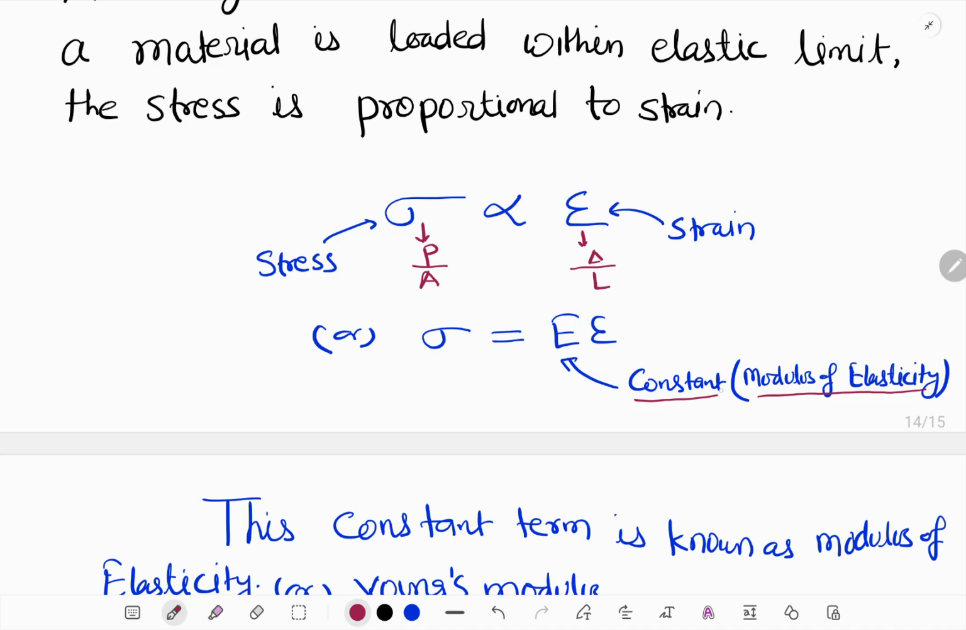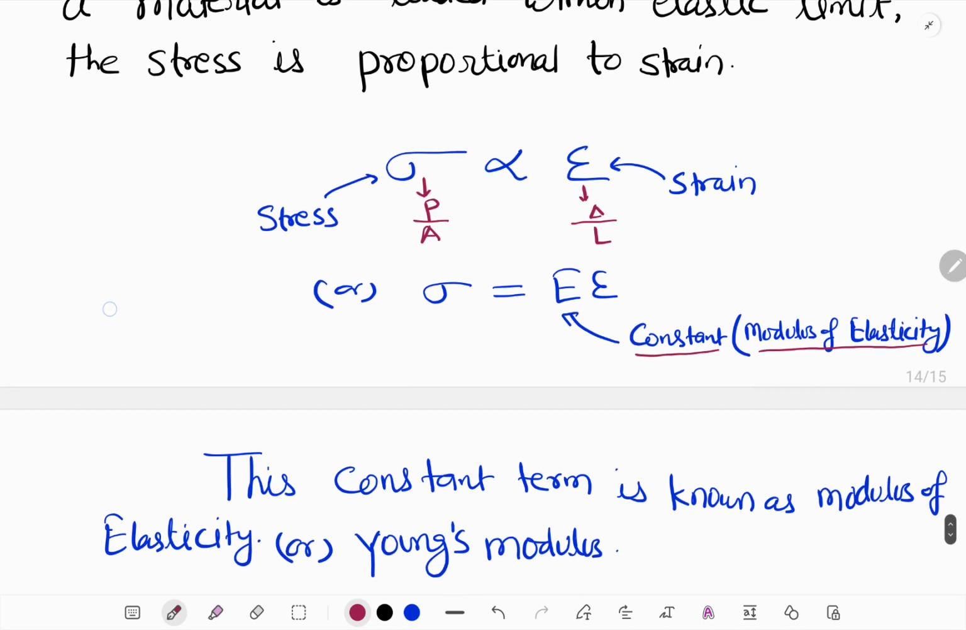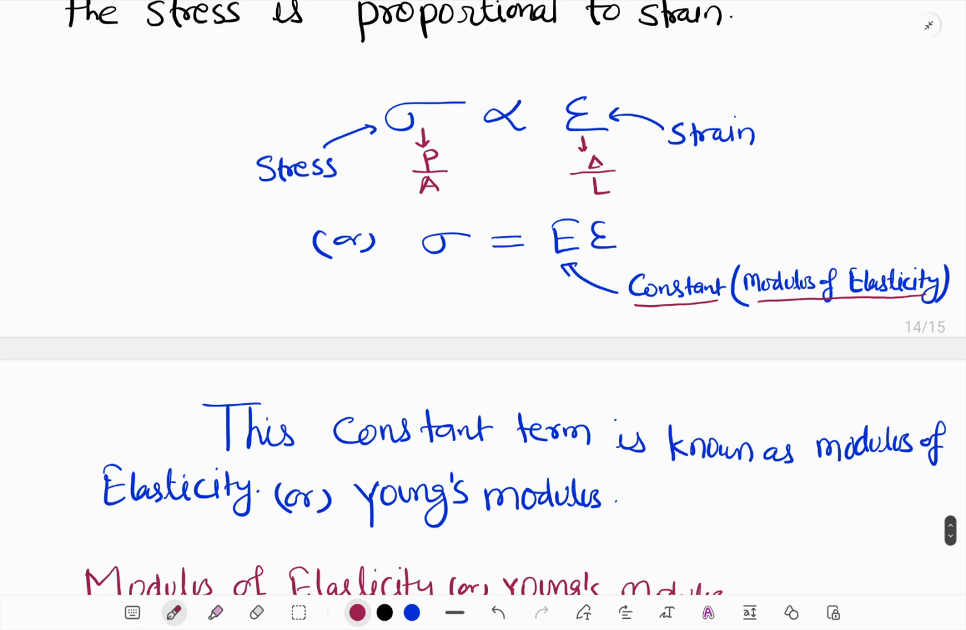So this is a constant term. If you are taking a particular material, for that material E will be constant. If you consider a number of points in that material, E is not going to vary, because for one material E will be one only. So it's not going to change. This constant term is known as the modulus of elasticity, or by another name, Young's modulus.